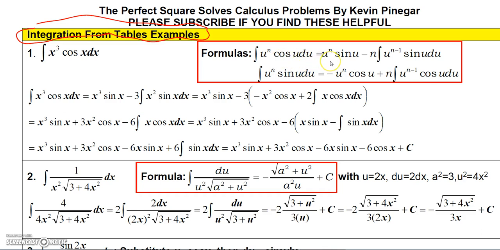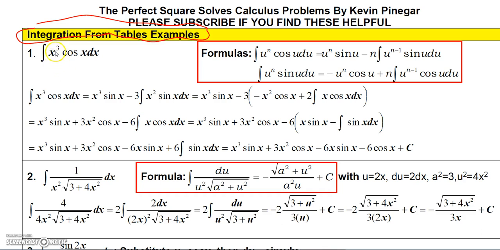And that formula is simply u to the n sine u minus n times the integral of u to the n minus 1 times sine u du. You also have a formula for u to the n sine u du, and that's minus u to the n cosine u plus n times the integral u to the n minus 1 times cosine u du. So we're going to apply those formulas in this problem.